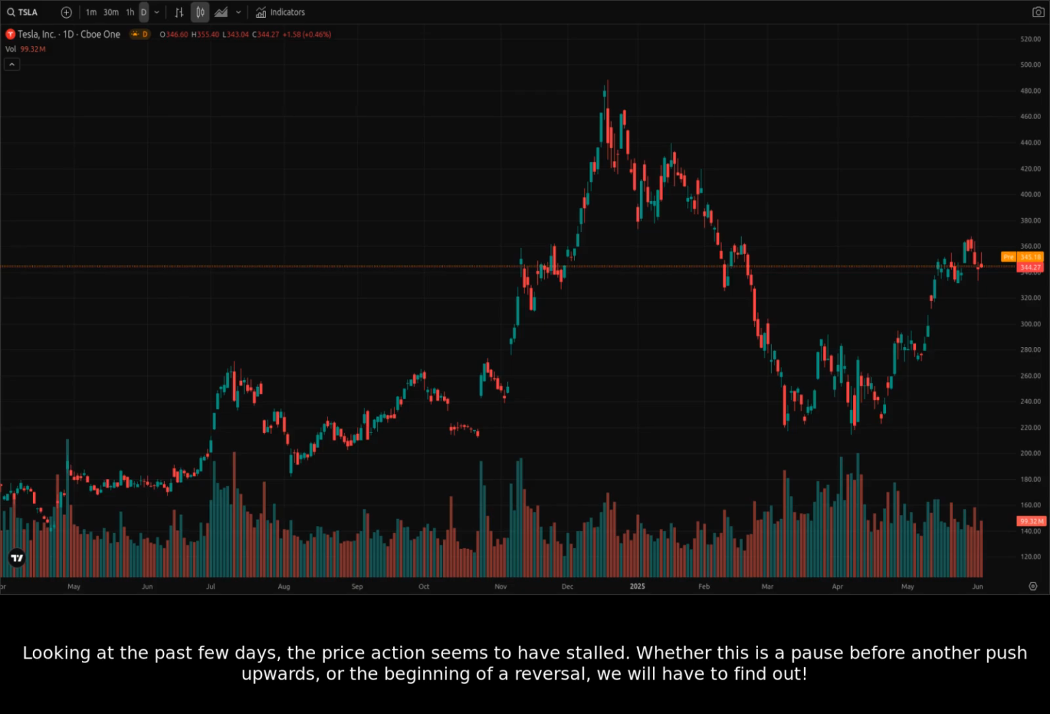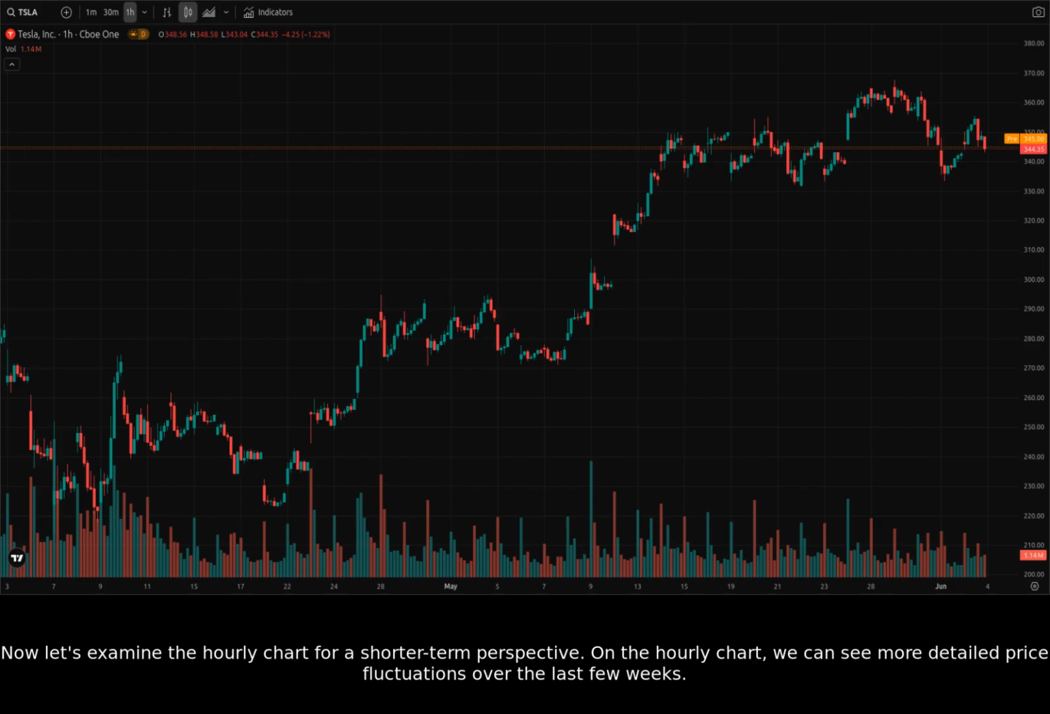Looking at the past few days, the price action seems to have stalled. Whether this is a pause before another push upwards or the beginning of a reversal, we will have to find out. Now, let's examine the hourly chart for a shorter-term perspective.